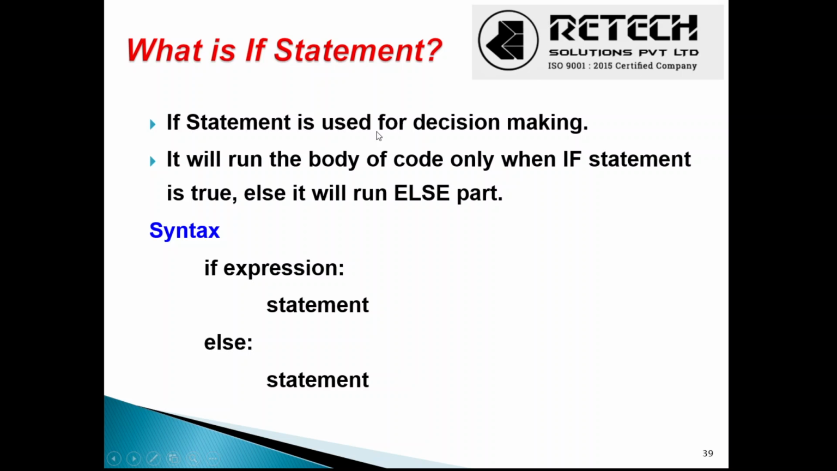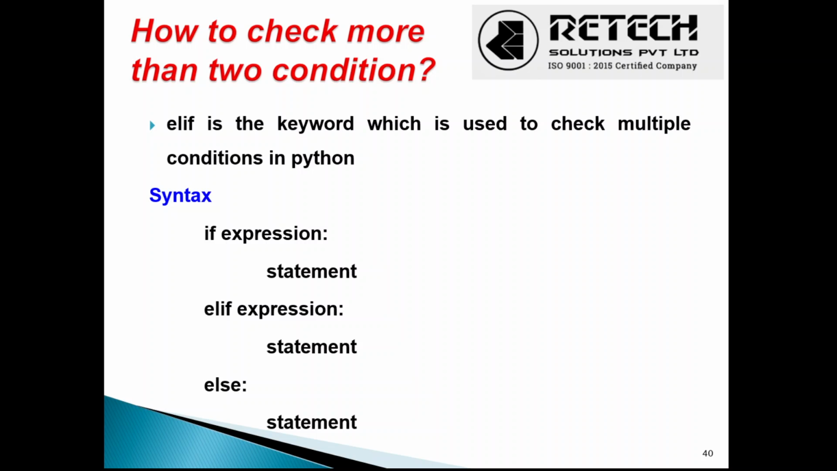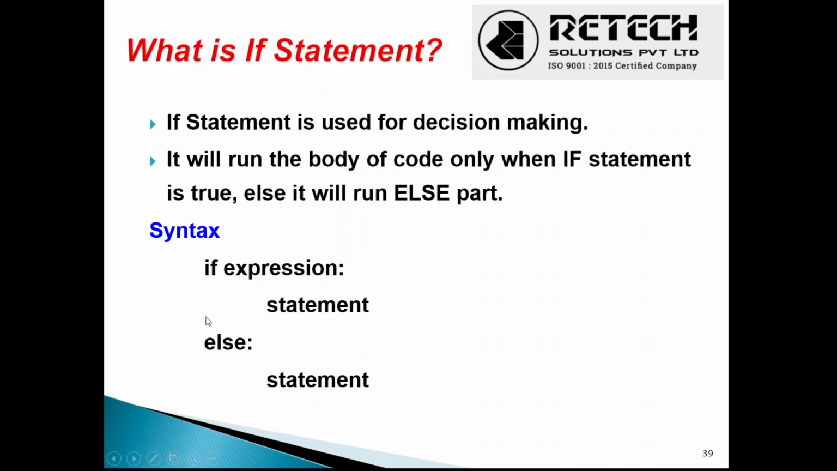The if statement is used for decision making, so it is also called decision making. It will run a particular code if the condition is satisfied, or else if the condition is not satisfied, the else part will run. If the condition is satisfied, the if block will run, and if the if condition does not satisfy, the else part will run. How to check more than two conditions? First we will see the basics of the if condition, and then we will move on to the complex one.